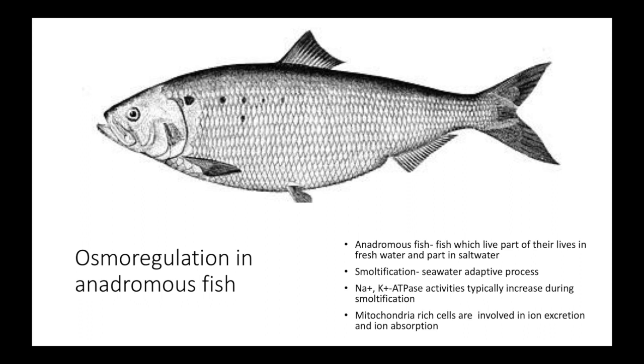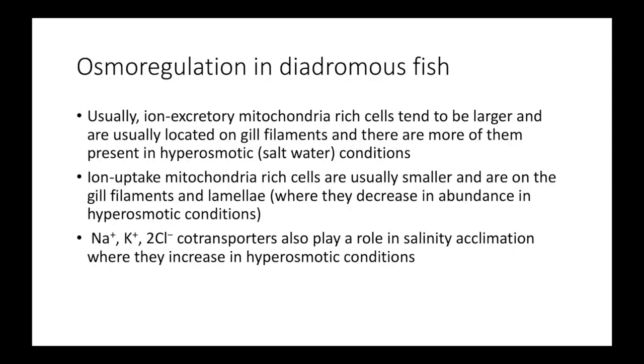During smoltification, sodium-potassium ATPase activities typically increase. Another important part of this mechanism are the mitochondria-rich cells. They are involved in ion excretion and ion absorption. Usually, ion excretory mitochondria-rich cells tend to be larger and are located on gill filaments. There are more of them present in hyperosmotic, saltwater, conditions.